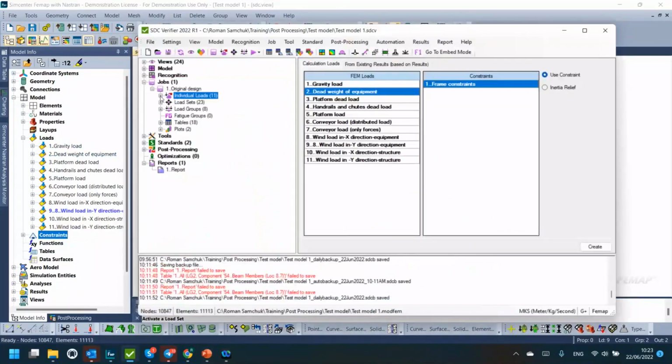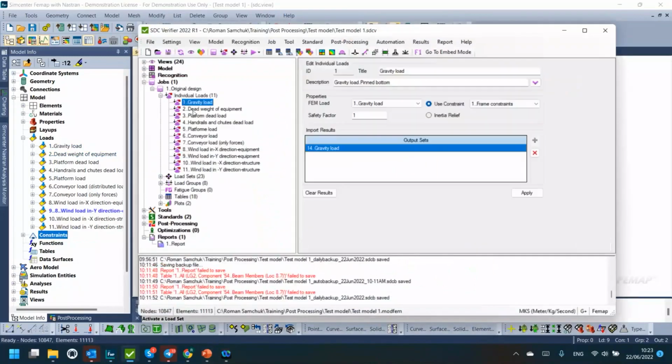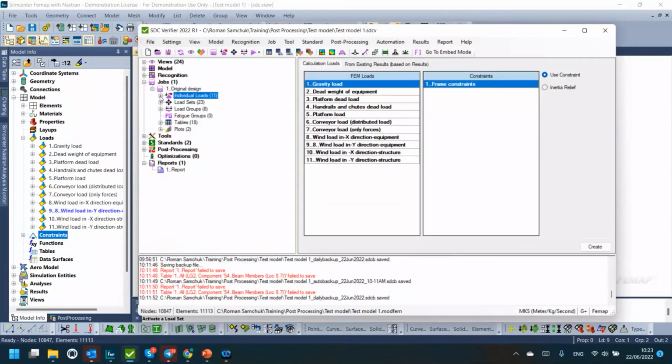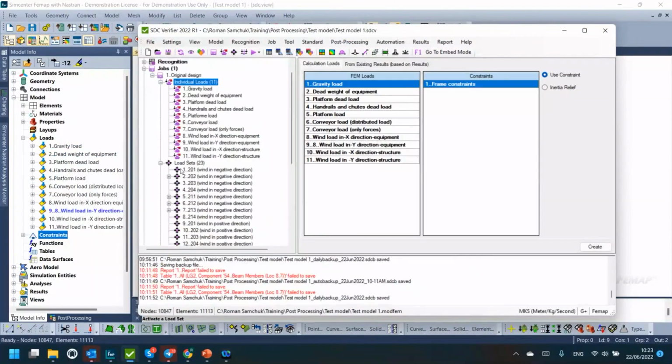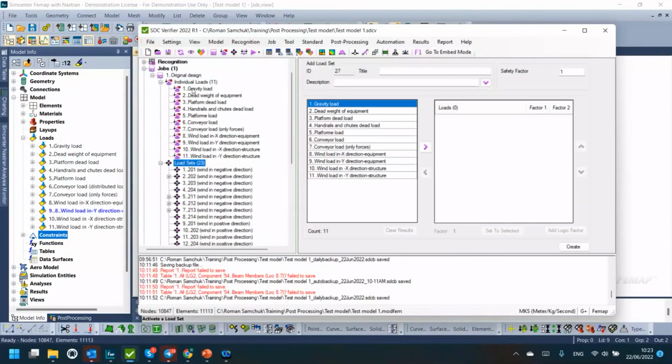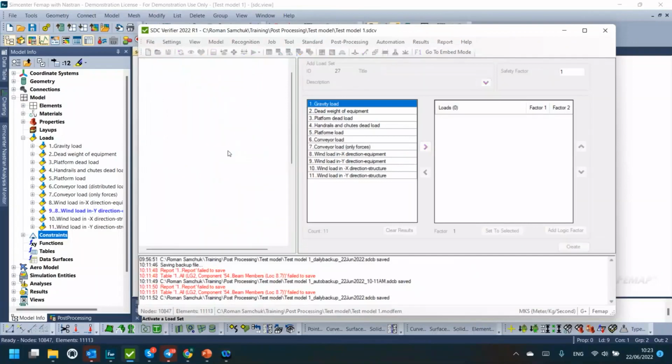Yeah, so we analyzed all these 11 individual loads. Basically, the analysis runs pretty fast, so I'm lucky today. But what do we do next? We're going to focus on the specific load situations, because these 11 individual loads should be combined together to determine the worst load situations prescribed by the standard.